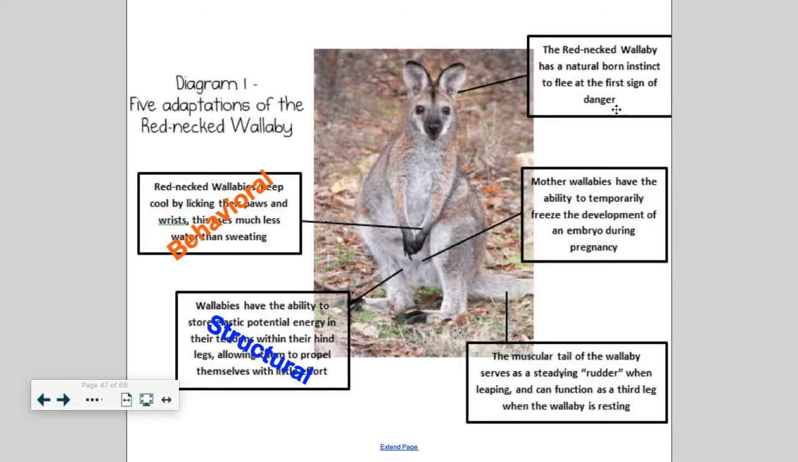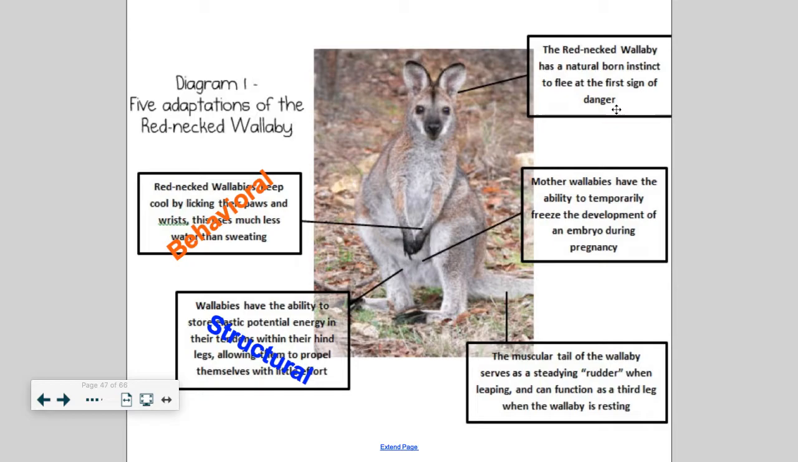All right, here's the cool one. Here's the tricky one. Mother wallabies have the ability to temporarily freeze the development of an embryo during pregnancy. So what do I mean by freeze? No, it doesn't get frozen in carbonite. It just means pause. So they pause the development of the embryo during pregnancy if the conditions are not right. So is that structural, functional, or behavioral? That is functional.